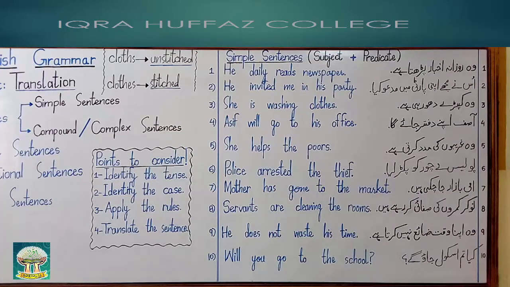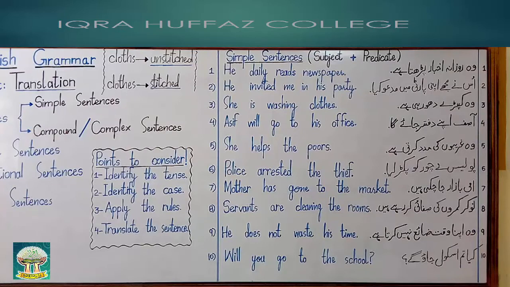Number 4. आसिफ अपने दफ्तर जाएगा. Apply the same points. 4 points. Identify the tense. आसिफ अपने दफ्तर जाएगा. What tense does it belong to? Yes, very correct. It belongs to future. Is it affirmative case, negative case or interrogative case? Yes, very right. This is affirmative case.